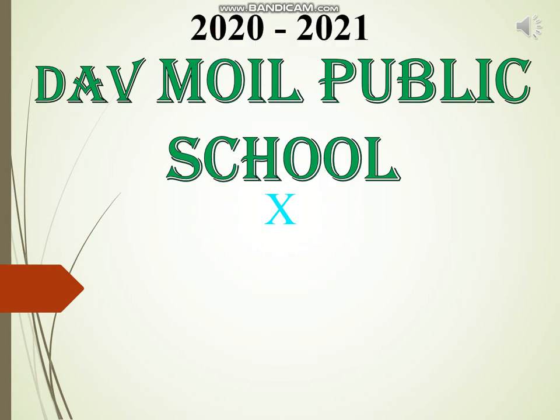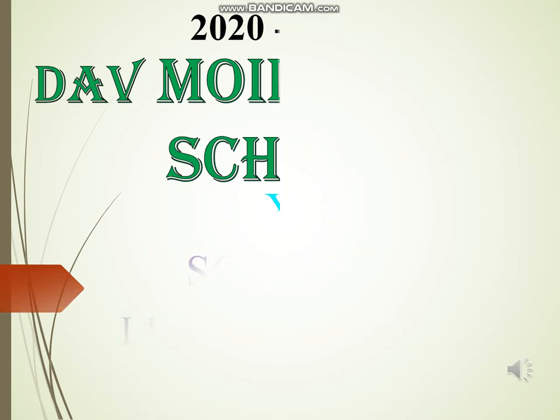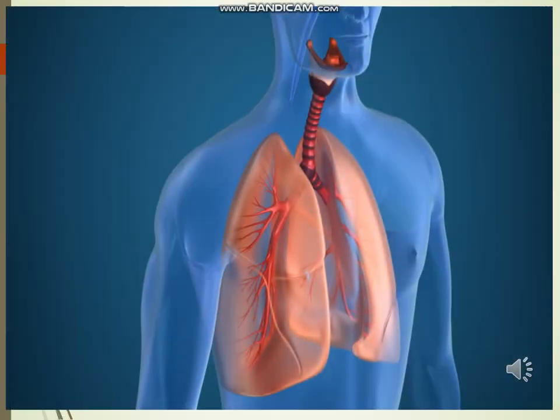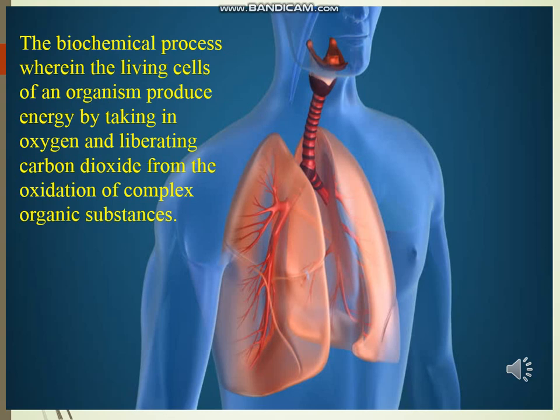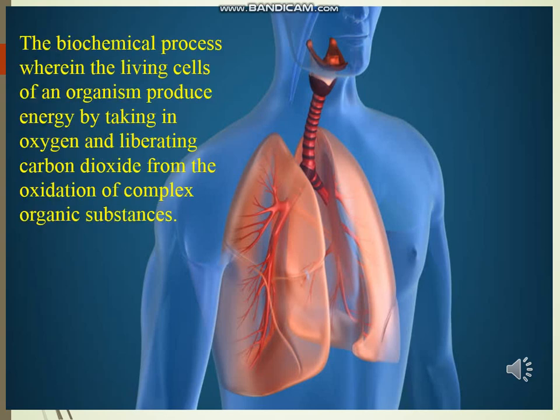Let's begin with an online session of science. Our today's topic is respiration. The biochemical process wherein the living cells of an organism produce energy by taking in oxygen and liberating carbon dioxide from the oxidation of complex organic materials is called respiration.